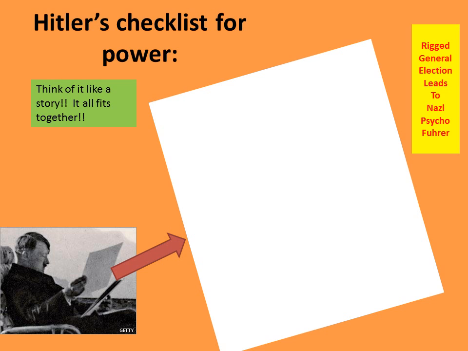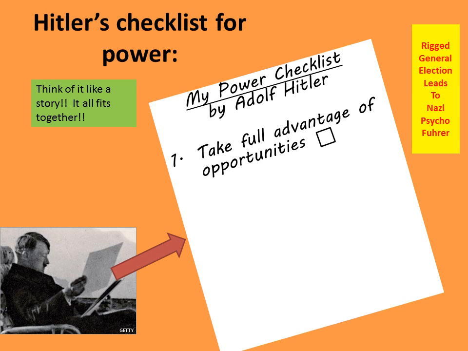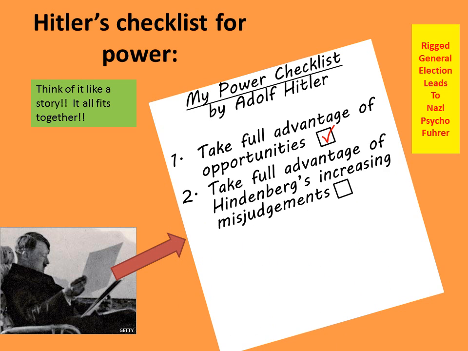And if you think about it, everything he's done is very clever. It's very logical. It all fits together. So this is how his checklist might go. So my power checklist by Adolf Hitler. Number 1, I'd need to take full advantage of opportunities. Has he done that? Yes. The Reichstag fire was a very good opportunity. Check. Number 2, take full advantage of Hindenburg's increasing misjudgments.